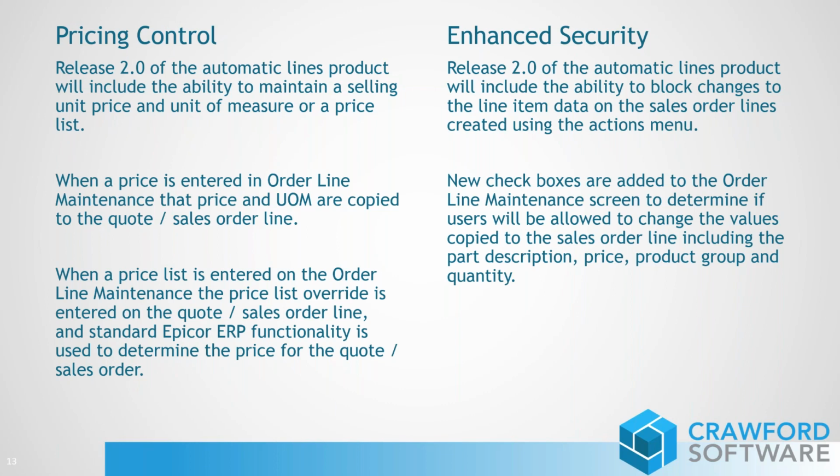So now you can enter a selling price and a unit of measure or a price list on that order line maintenance screen. So now not only do we copy over the product group and possibly affect the GL posting, possibly the warranty codes, whatever you'd like to do, you can now link this to and have a specific selling price for each individual part and the unit of measure. That will get overridden on the sales order, or you can enter a price list.